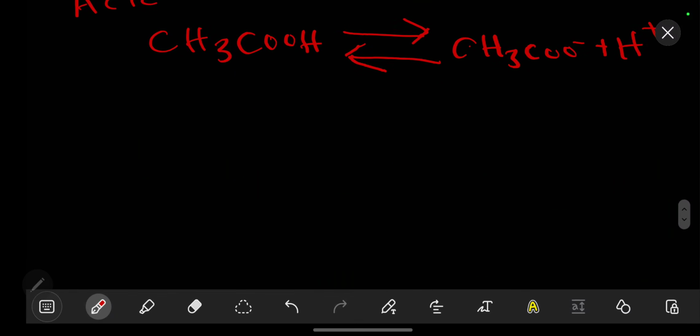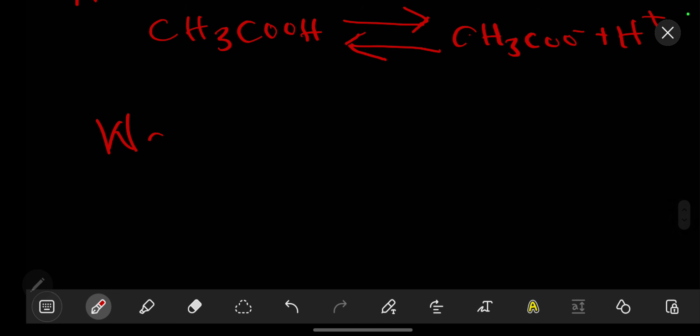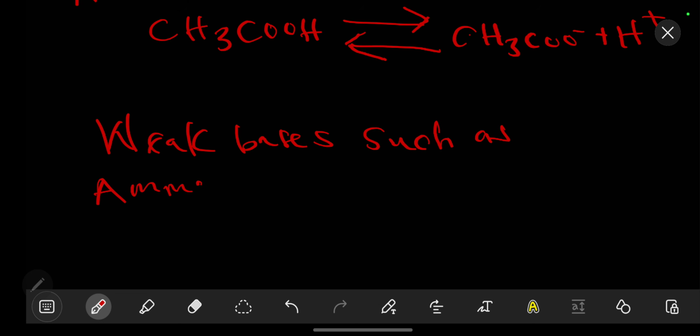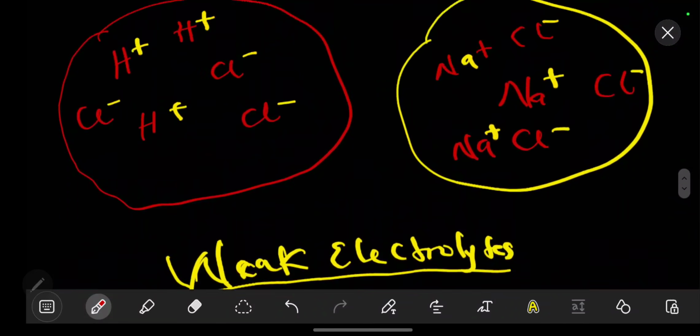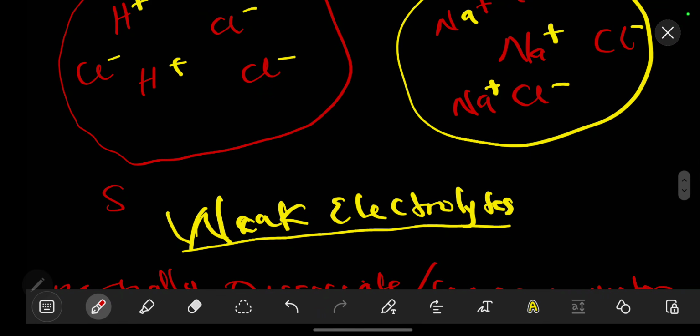We might also have weak bases such as ammonia. Ammonia forms a weak base, which is ammonium hydroxide. This one does not fully ionize in water, therefore it gives fewer ions and does not effectively conduct electricity. Then on the strong electrolytes, we might have strong bases such as sodium hydroxide. So strong bases, for example sodium hydroxide.